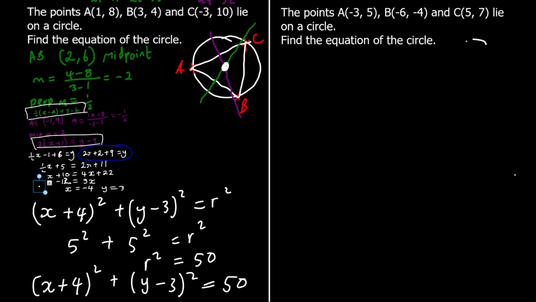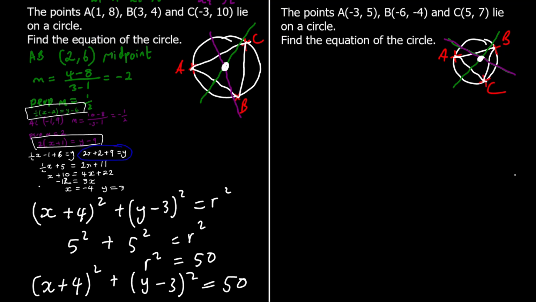So again, 3 points on a circle, and we need to find the equation of the circle. If we find the perpendicular bisectors of any of the lines, it doesn't matter which lines you pick, if you did AC and BC, you'd get the two perpendicular bisectors. Their intersection will be at the center of the circle, and then from there we can just write down the equation in the form x minus a squared plus y minus b squared equals the radius squared.